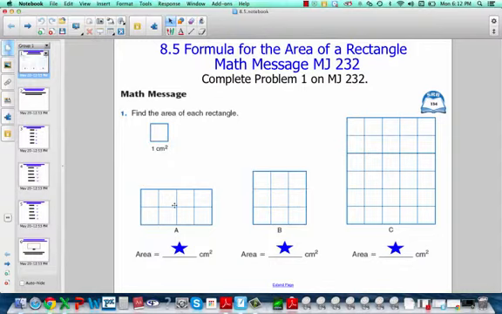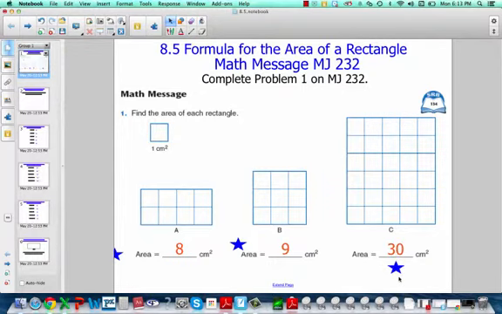Alright, so you'll notice that the area of this rectangle, by counting the squares, is 1, 2, 3, 4, 5, 6, 7, 8. This one would be 9. And this one, counting all the squares, is 30.